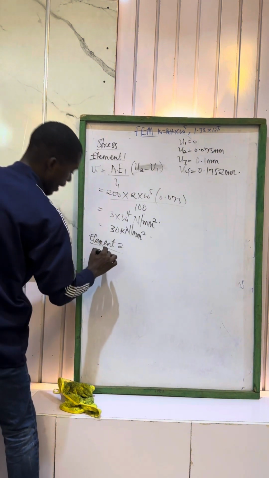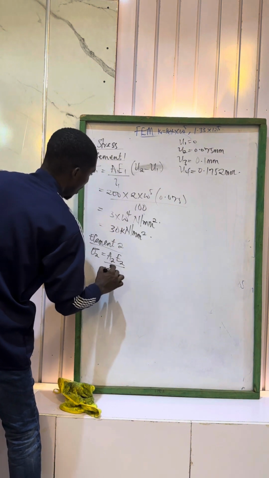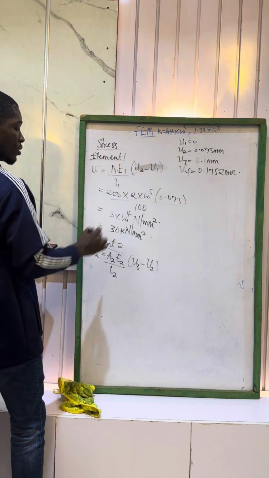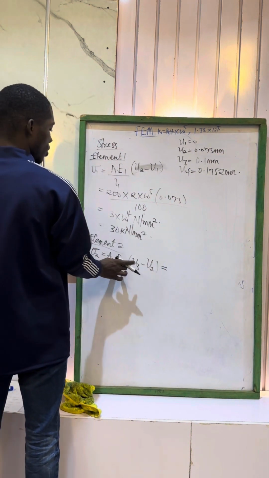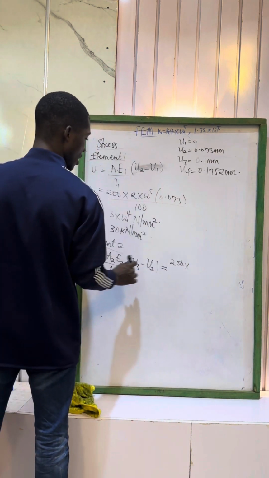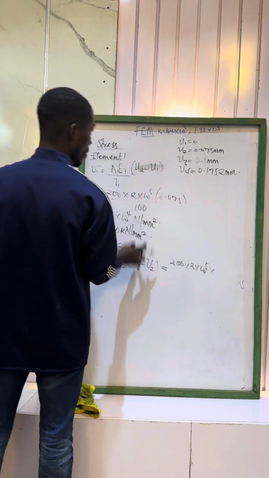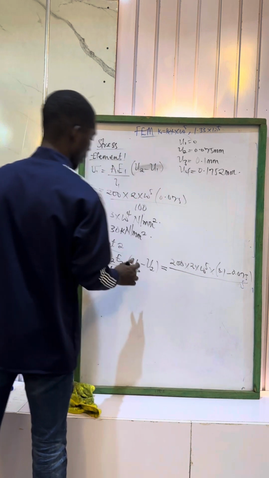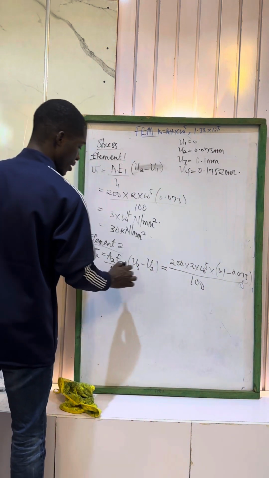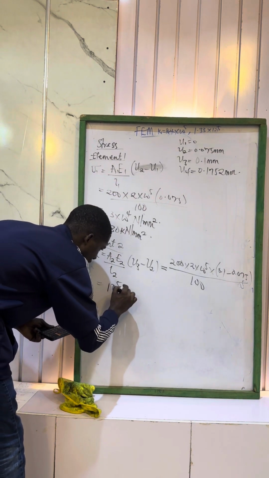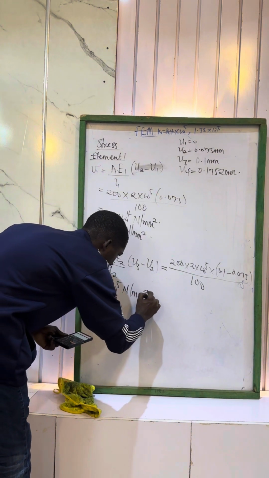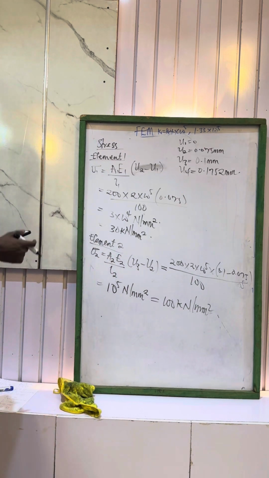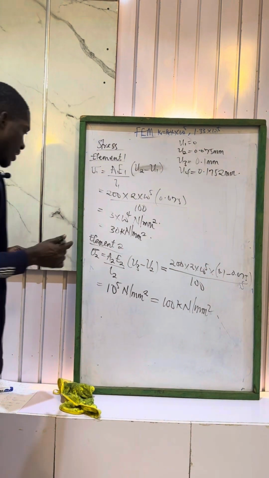Element 2: sigma 2 equals A2, E2 over L2, times U3 minus U2. So what's my A2? It's still the same, 200, times my Young's modulus 2 times 10 to the power 5, times U3, 0.1, so 0.1 minus 0.075. Please pay attention to all those details. Over L2, which is 100. At the end of the day, 10 to the power 5 newton per millimeter squared, which is the same as 100 kilonewton per millimeter squared. This time we have never seen anything like compressive stress.